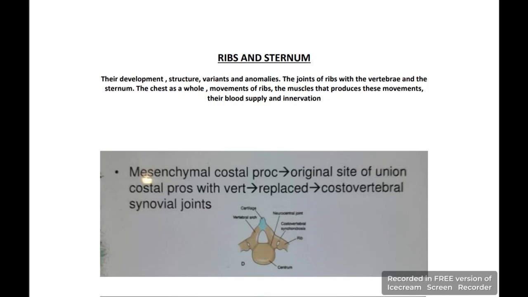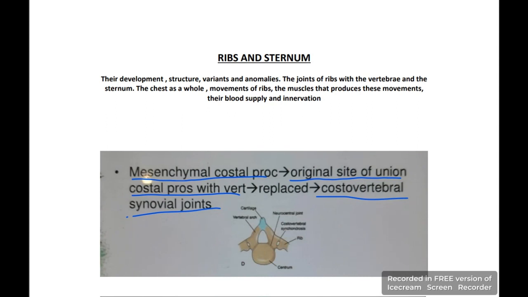Now we will see the development. Now, development of ribs. How do the ribs develop? See, first, it takes the origin from the vertebral column. The mesenchymal costal process has its origin at the site of union of the costal process with the vertebrae. Then later it is replaced by the costovertebral synovial joint.